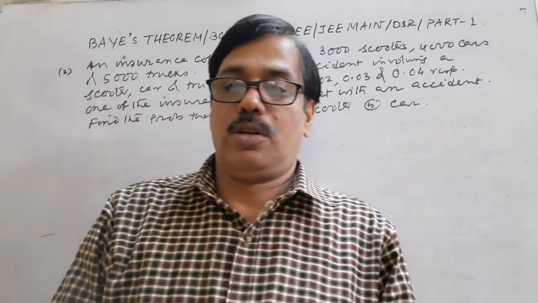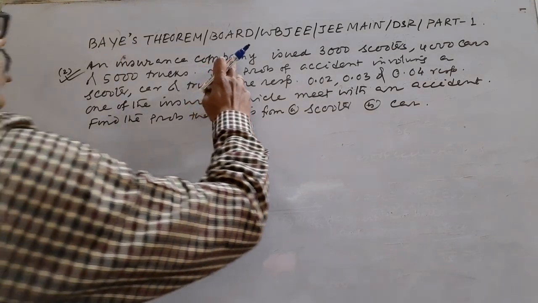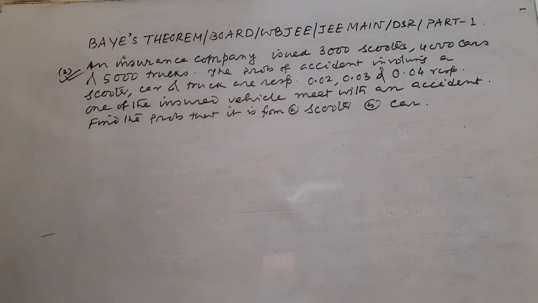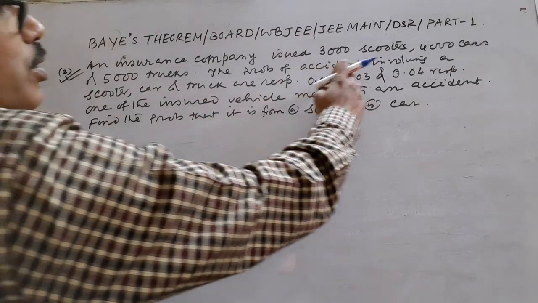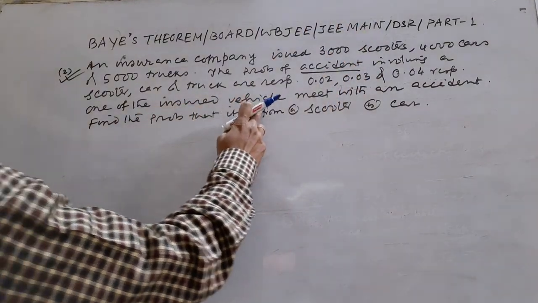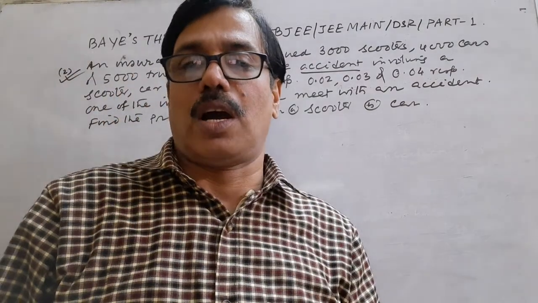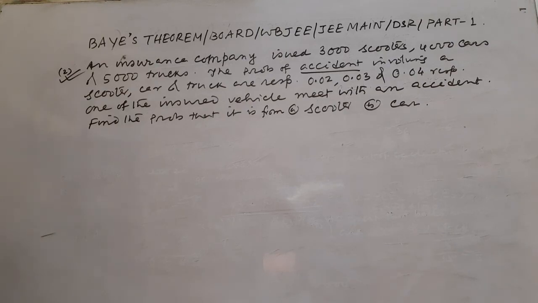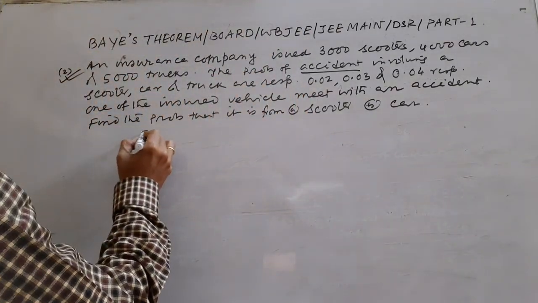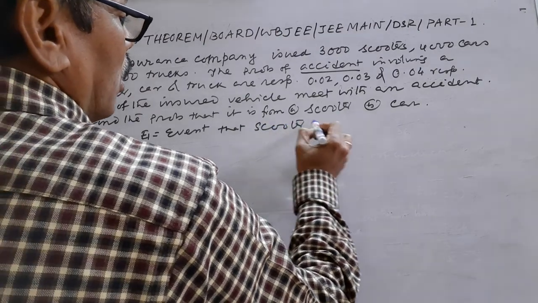Now you consider one more problem. This is a very simple problem. An insurance company issued insurance for 3,000 scooters, 4,000 cars and 5,000 trucks. The probabilities of an accident involving a scooter, car and truck are given. One of the insured vehicles met with an accident. Find the probability that it is from a scooter, or from a car. So you have to find first total probability. So you have to define event E1, the event that a scooter is selected.